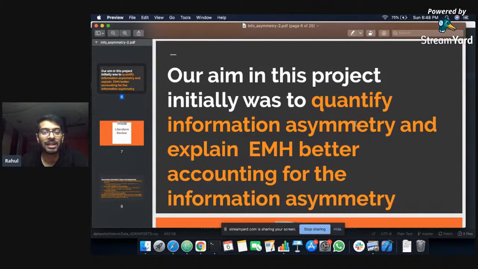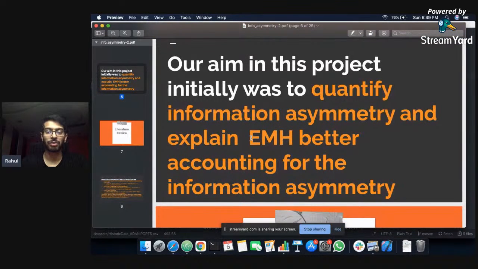Okay, so the reason why we're doing this is because we want to explain the efficient market hypothesis. The efficient market hypothesis essentially states that all the information available about a particular stock will be reflected in the stock price. Okay, it's as simple as that. So all the information available to the public out there will be included within the stock price, because that is what promotes people to buy or sell a particular stock, right? So basically with EMH, what we're trying to do is quantify that information asymmetry and explain the efficient market hypothesis in a better manner through that quantification of information asymmetry.